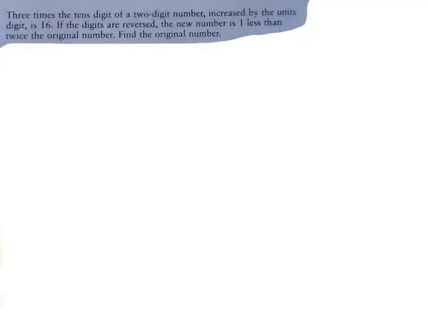All right, let's look at this one. This one says 3 times the tens digit of a two-digit number increased by the units digit is 16. So we still have the t and the u. So 3 times the tens digit, plus, increased by the units digit, plus the units digit, equals 16.